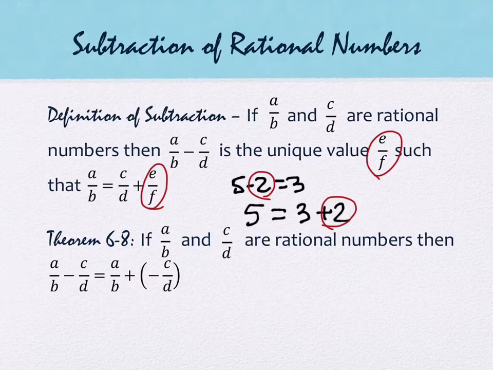And then theorem 6.8 talks about what happens when you think about subtraction as adding the opposite. So a/b minus c/d is the same thing as a/b plus negative c/d. It's the addition of a negative. All right, so now we're going to actually look at what happens when you have like versus not like denominators.